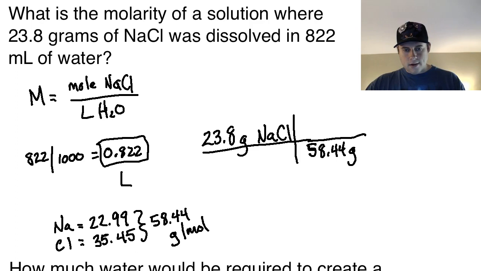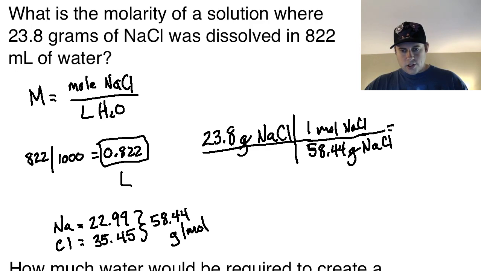Grams should go on the bottom to cancel out grams. So it's 58.44 grams of NaCl in every 1 mole of NaCl. And if I solve for this, I'll then have moles of NaCl. When I run that through, you should get 0.407. Mind your significant figures. We started with 3, so we're going to end up with 3. This is moles of NaCl.